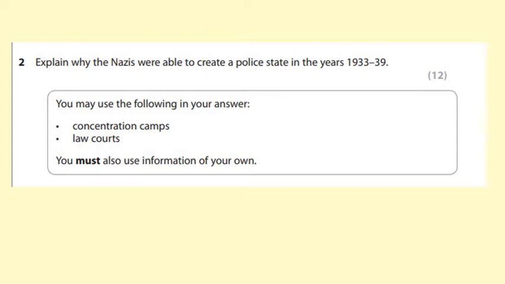creating a police state. Now you need to aim to try and have three paragraphs for this answer, and you need to have a few examples in each paragraph. You don't need an introduction and you don't need a conclusion. So let's have a look at some student answers.